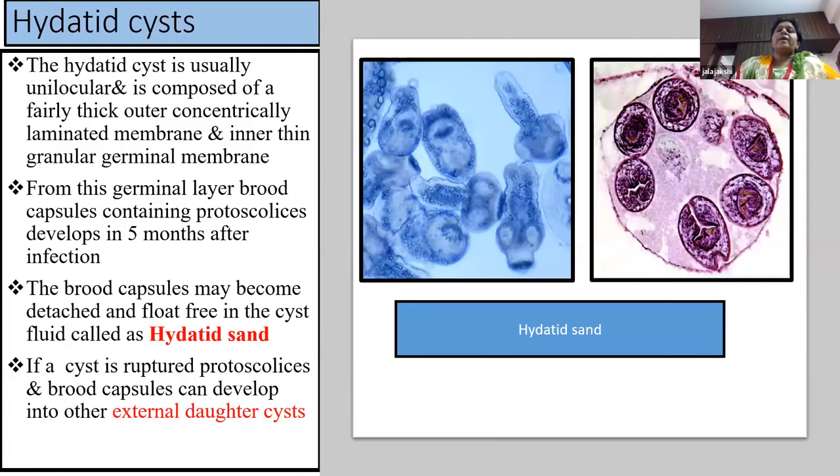These are the hydatids, commonly 5 to 10 centimeters in size, principally recorded in man and sheep. Lungs and liver are the most common sites where you will find hydatids. In sheep, hydatids are commonly found in lungs. Not all hydatids will produce brood capsules; those cysts are called sterile cysts. Sometimes brood capsules become detached and float free in the cystic fluid. Such a condition is called hydatid sand.